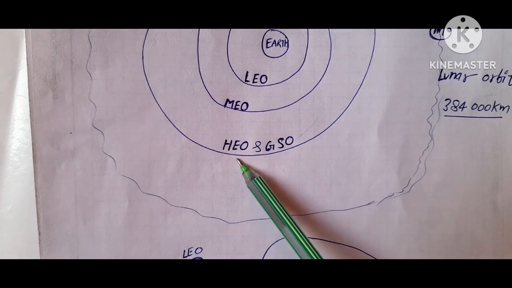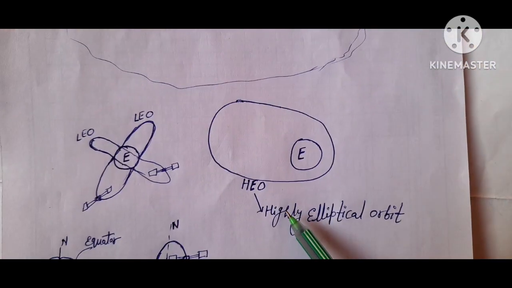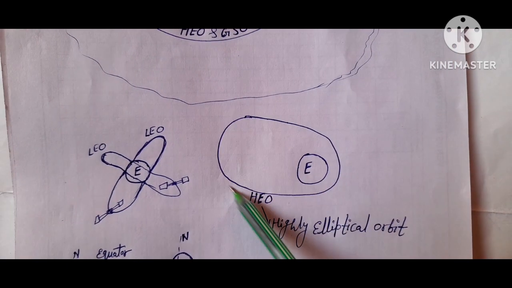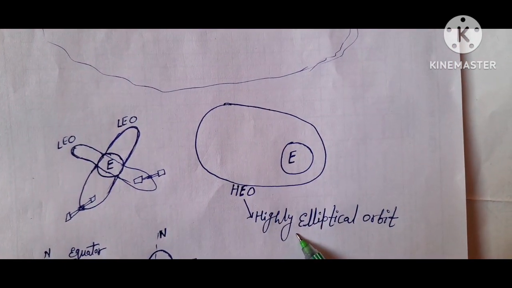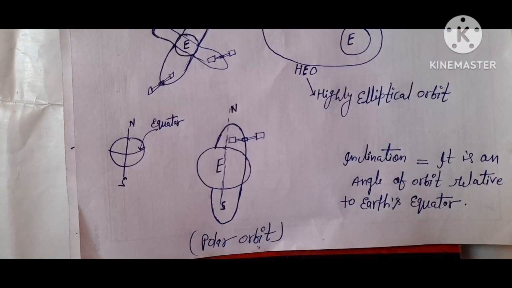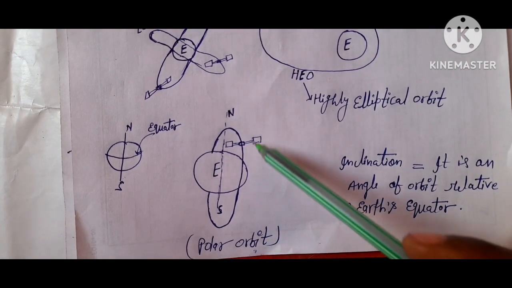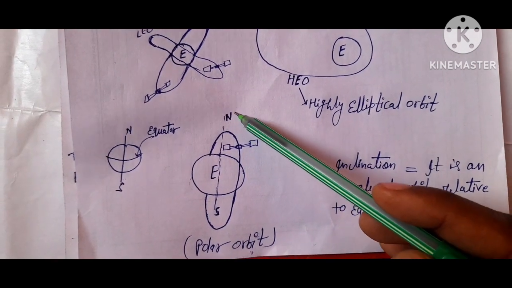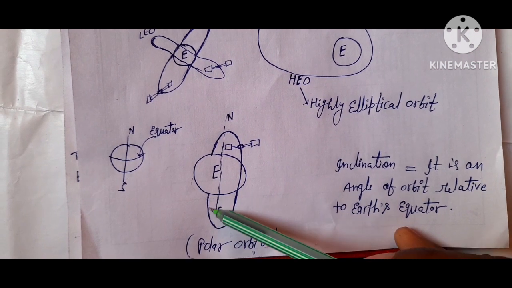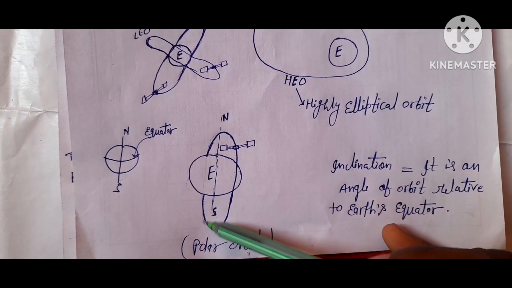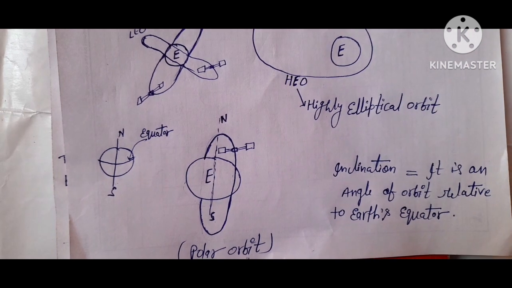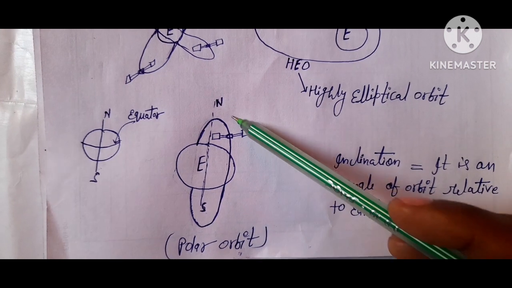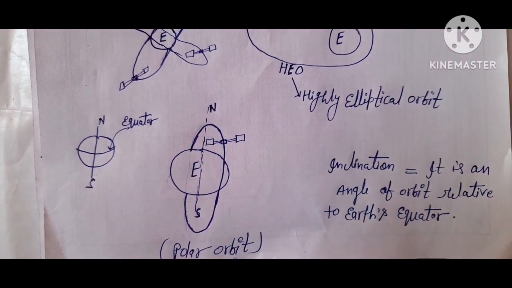Friends, against high Earth orbit, there is also a highly elliptical orbit, like this. It is very elliptical, so this is known as highly elliptical orbit. Another orbit is polar orbit, because this is the Earth and this is the North Pole and South Pole, and if satellites rotate around the North and South Pole, then this is known as polar orbit.